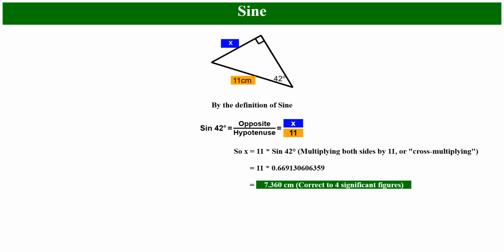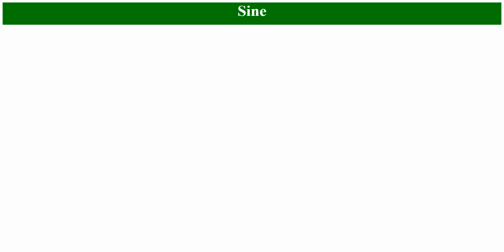Now let's try a slightly different problem. Here, again, we've got a right angled triangle, but this time we know the opposite, and it's of length 9 centimeters. And here, well, first of all, the angle is 34 degrees, but we want to calculate the hypotenuse. So this time we'll call the hypotenuse x.